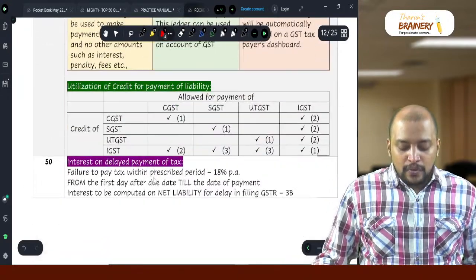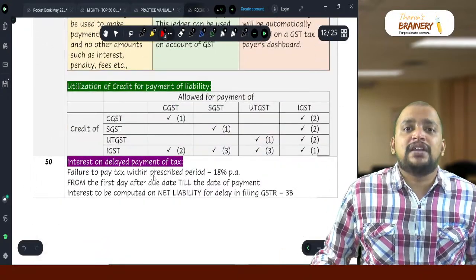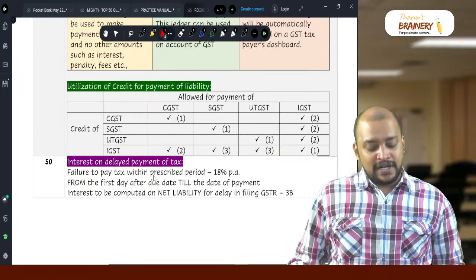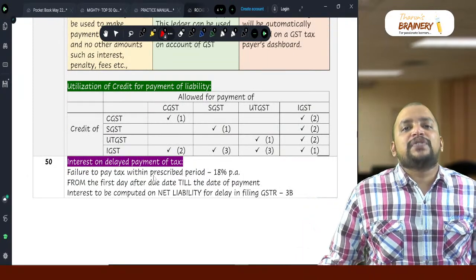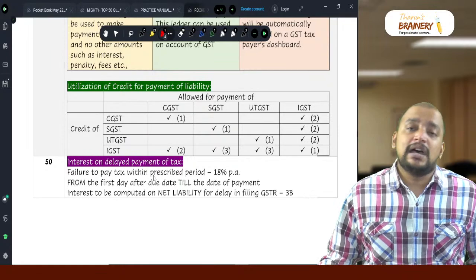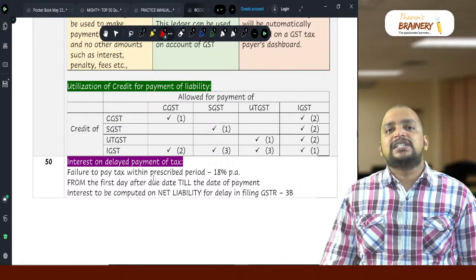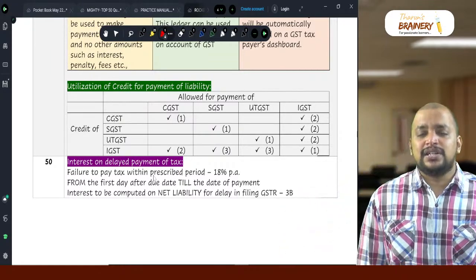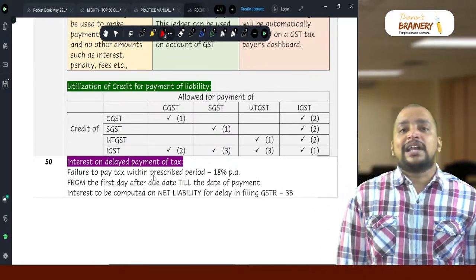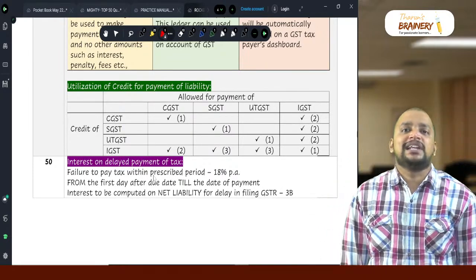Then, what is the utilization of credit? Manner of utilization of credit. First, CGST can be utilized only for payment of CGST and IGST. SGST for SGST and IGST, UTGST for UTGST and IGST, but IGST credit can be used for payment of any liability.